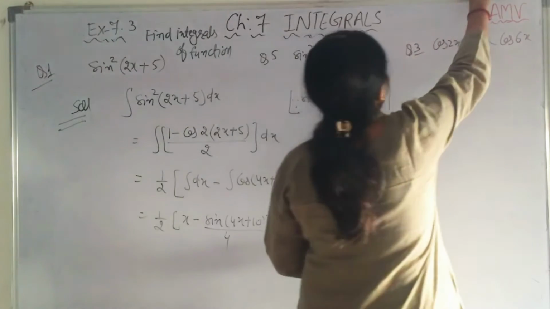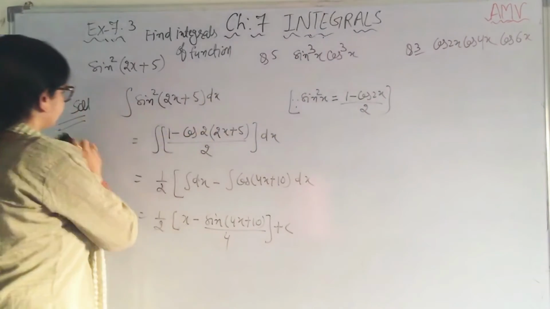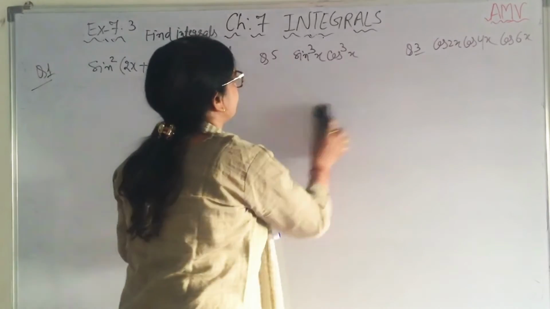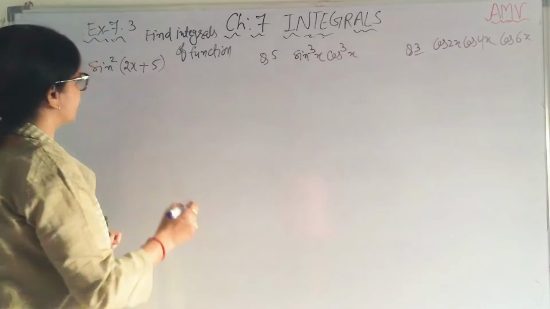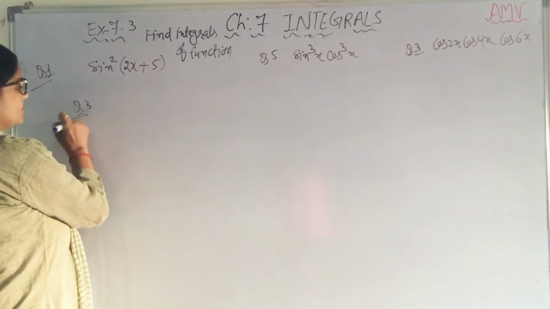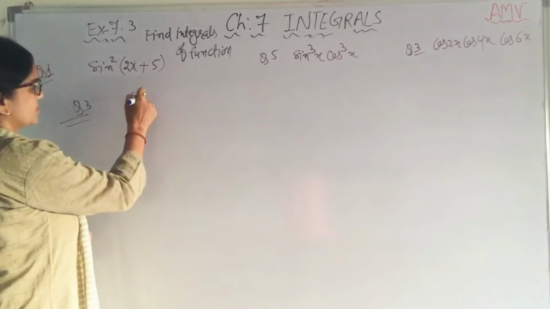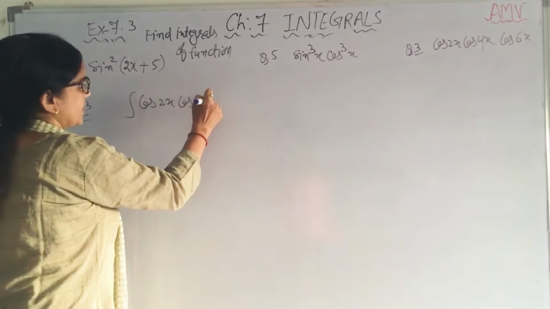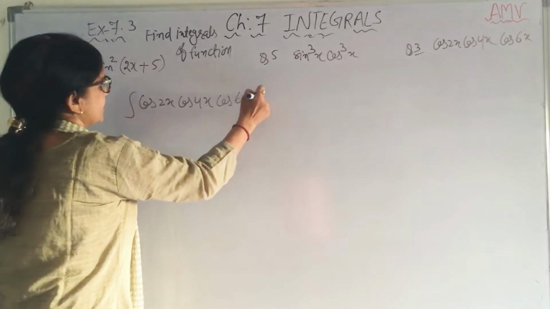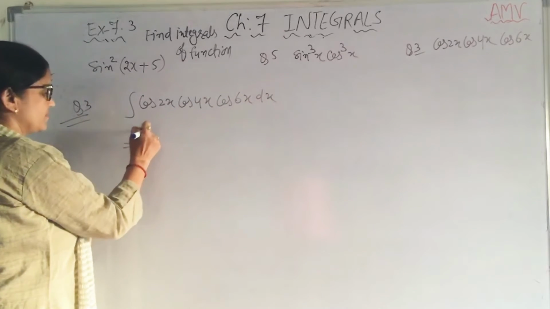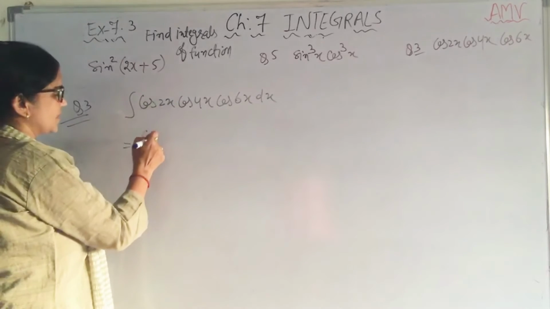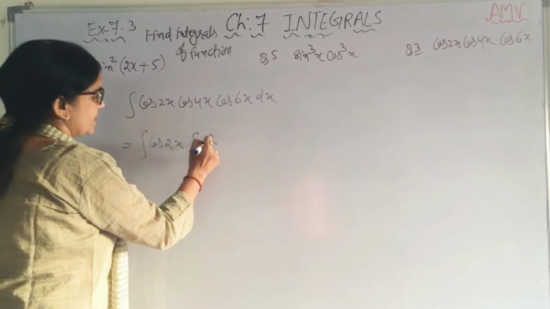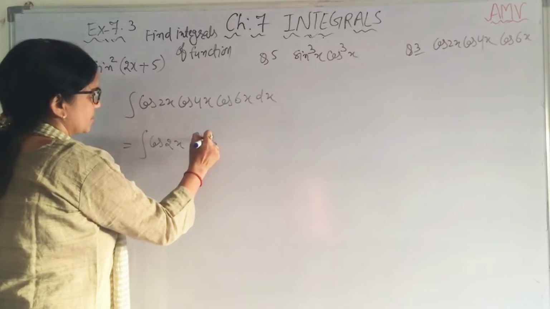Now move on to the next question. I am first taking question number 3. Integration of cos 2x, cos 4x and cos 6x dx. So students, first write cos 2x as it is, and here multiply by 2 and divide by 2.